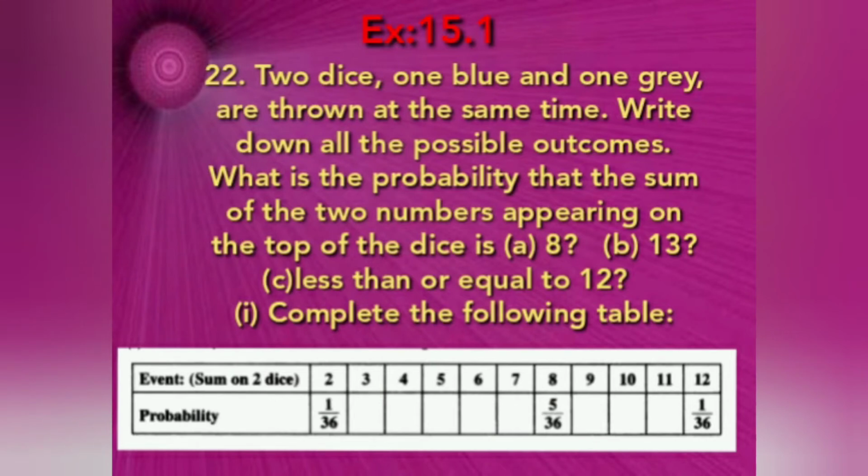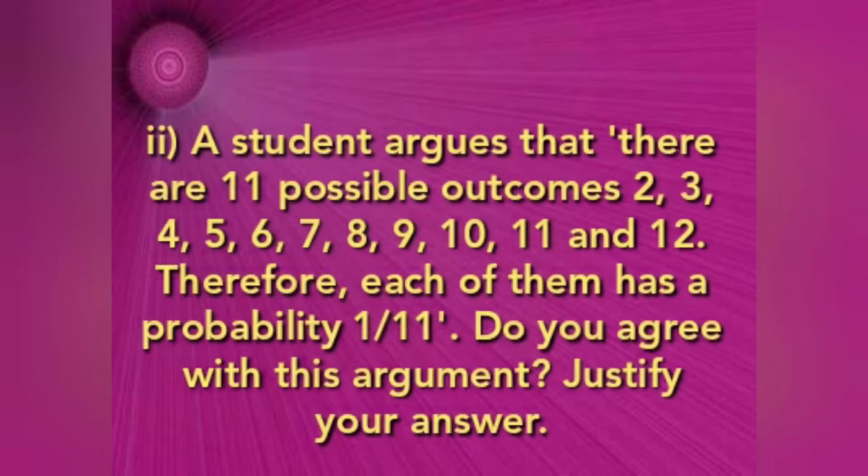Next, 22nd problem. 2 dice, one blue and one grey, are thrown at the same time. Write down all the possible outcomes. What is the probability that the sum of the two numbers appearing on the top of the die is 8, 13, and last one, less than or equal to 12? And then you have to complete that tabular column also.